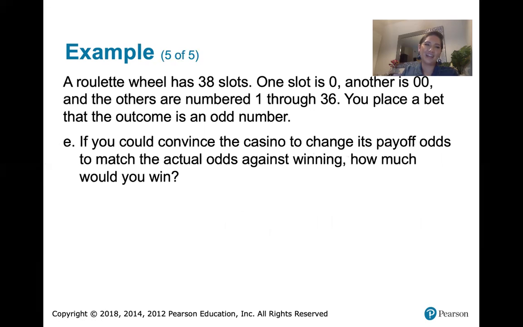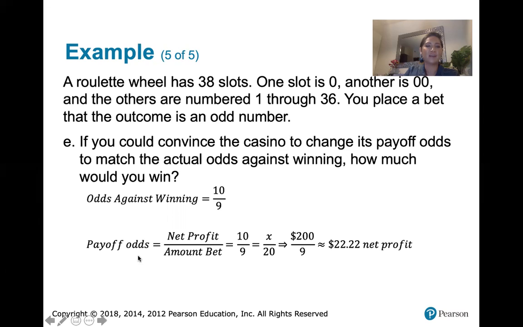Now this last one is a hypothetical. This is very unlikely. This question says, if you could convince a casino to change its payoff odds to match the actual odds against winning, how much would you win? Well, in order to do that, you need to know what the actual odds against winning are, and we calculated that earlier. The odds against winning were 10-to-9. And now we want to take our payoff odds, which are a ratio of net profit to the amount bet, and we want to set that equal to 10-to-9. So 10-to-9 is our ratio, and we want that to be equal to the net profit, which we don't know, divided by the amount that we bet, which was $20.